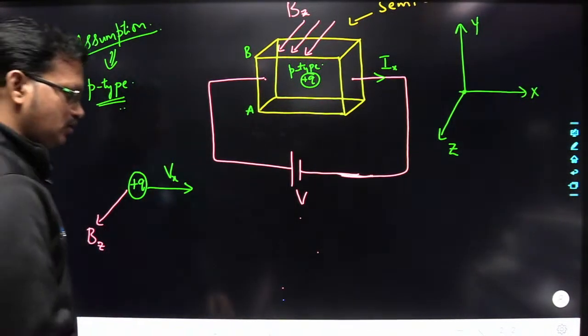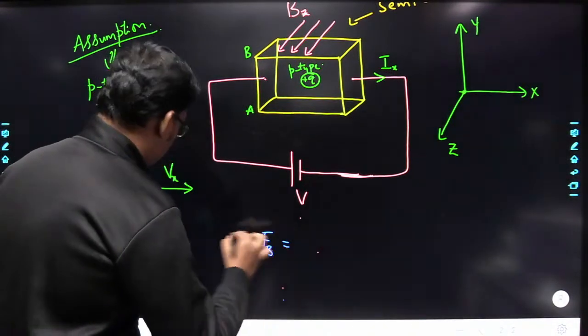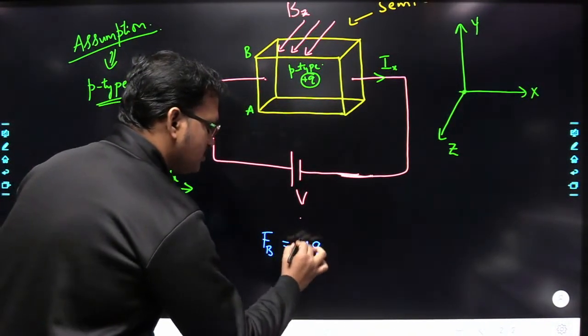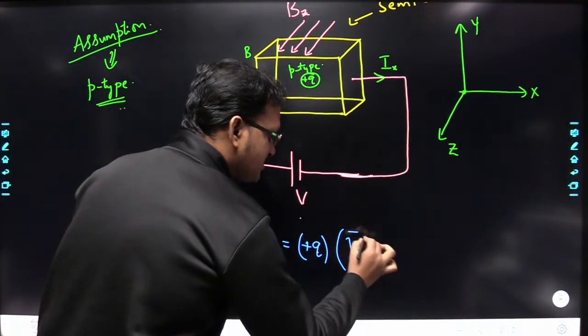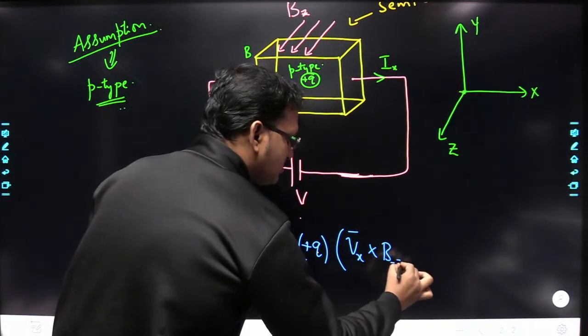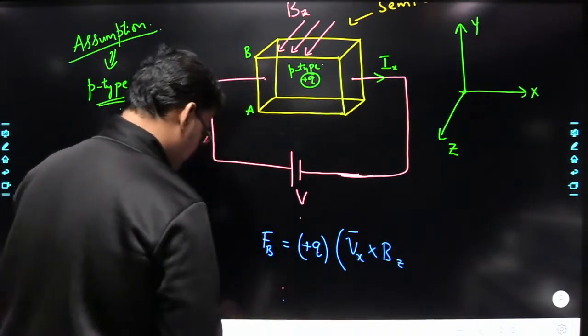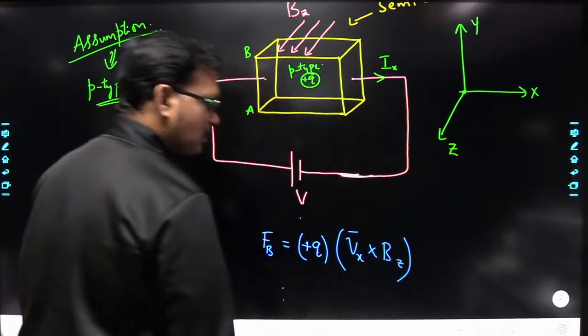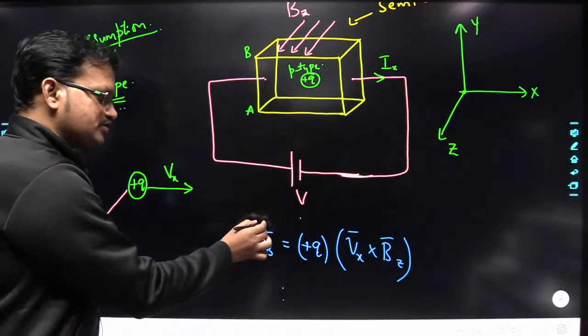Magnetic force. We know that Fb is equal to what? Fb is equal to plus q, yes or no? Plus q into what? The velocity is in x direction and the B field is in positive z direction, right? Positive z direction. Now in which direction is it going to experience the force?